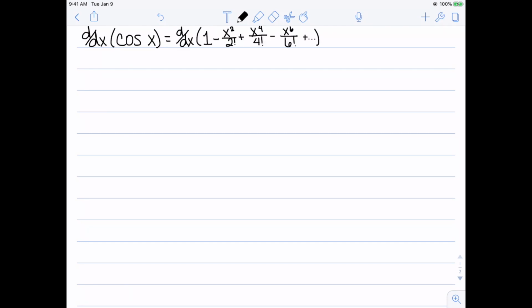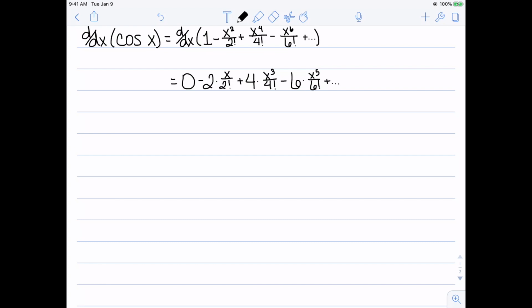So we start by using the Maclaurin series for cosine x. I'm going to look at the derivative of 1 minus x squared over 2 factorial plus x to the 4th over 4 factorial minus x to the 6th over 6 factorial, etc. Since these are just all powers, in order to take the derivative, I would need to bring the exponent down and subtract 1. The derivative of 1 is 0. And then the derivative of x squared would be 2x. So when I take the derivative, I get 0 minus 2 times x over 2 factorial plus 4 times x cubed over 4 factorial minus 6 times x to the 5th over 6 factorial, etc.